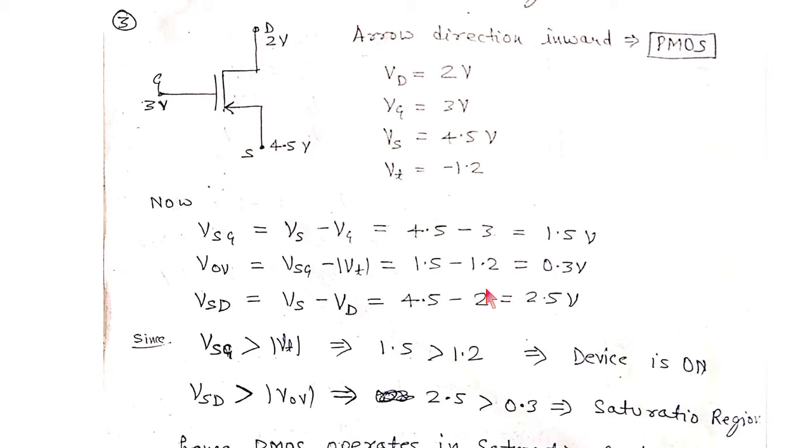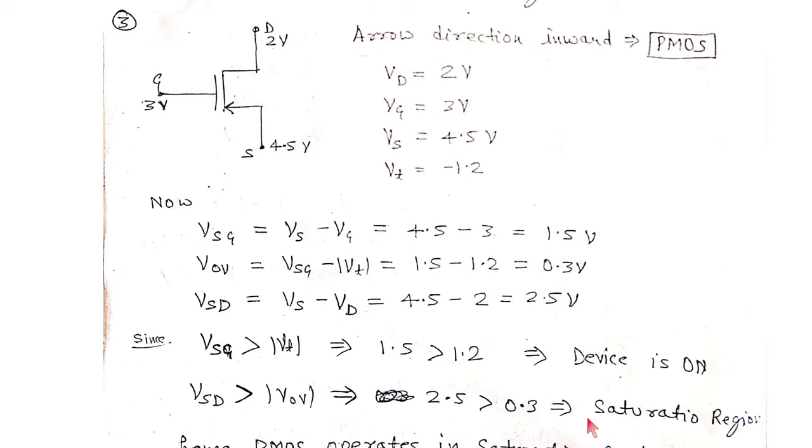Now check for the triode and saturation region. Is VSD greater than V overdrive or not? VSD's value is 2.5 and V overdrive is 0.3. So it is clear that 2.5 is greater than 0.3. Hence this device is in saturation region. So we can conclude that PMOS operates in saturation region. Okay, now come to the next and last question.